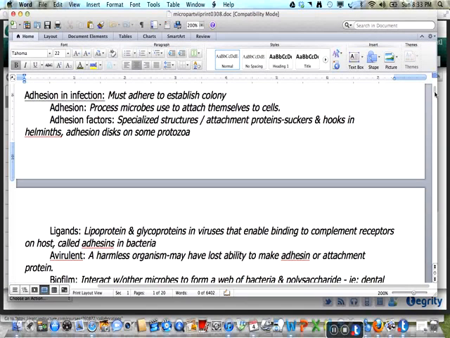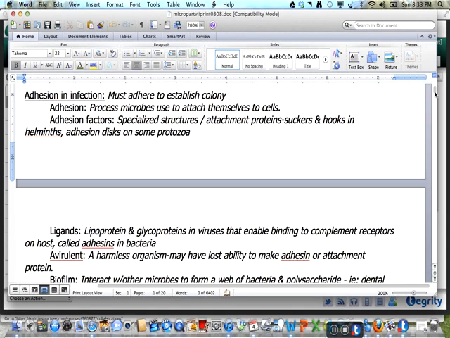Microbes must be able to adhere to establish a colony. Adhesion is just the process microbes use to attach themselves. This involves adhesion factors, which are specialized structures or attachment proteins. The helminths use suckers and hooks, and some protozoa have adhesion discs.